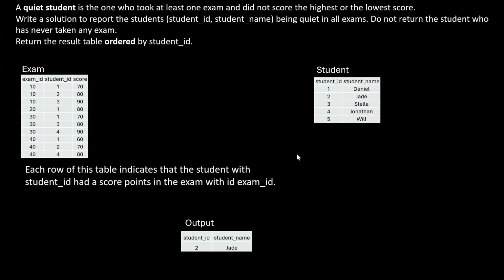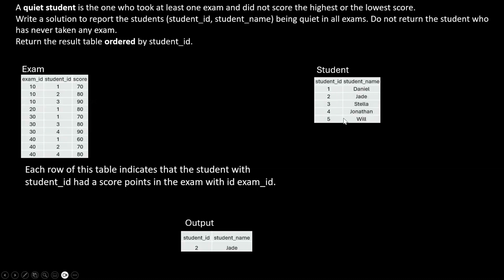All right. So let's see this particular question now. Over here, we are given two tables, the exam table and the student table. The exam table has the scores scored by different students for different exams that they appeared for. For example, student ID 1 in exam ID 10 scored 70. That is the information available in the exam table.